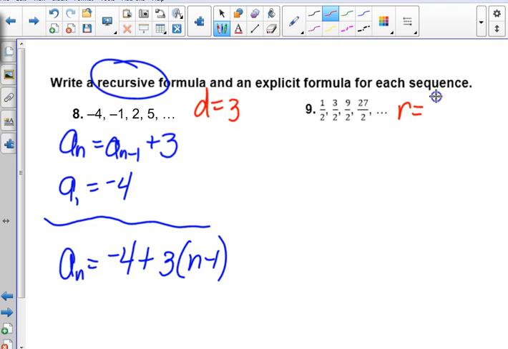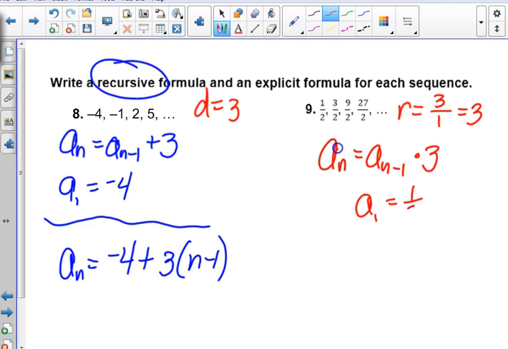They're multiplying the top by 3. They're multiplying the bottom by 1. So the ratio is just 3. Do you see that? Why did I put R and not D? Because you're multiplying, not adding, right? Okay. So a sub n equals a sub n minus 1 times 3, where the first term was 1/2.